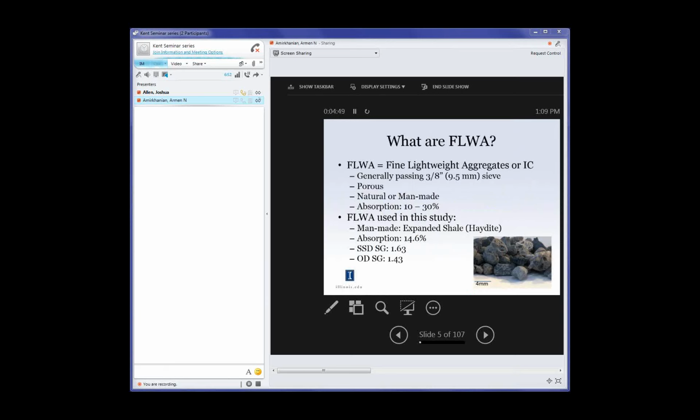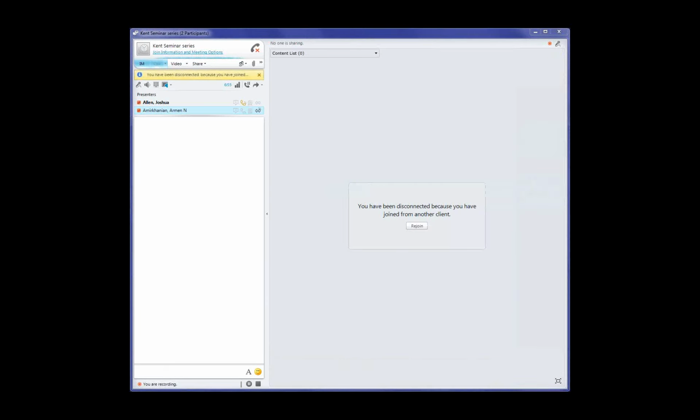So we thought we can utilize fine, lightweight aggregates to help address this. And these aggregates, especially the fine portion, generally pass a 3/8" sieve. They're very porous. They have an absorption of anywhere from 10 to 30%. And the stuff we used for this study was an expanded shale, which had an absorption of 14.6%. Normal aggregates only have about 1 to 2% absorption. So 14% absorption is very high. And we use this to sort of store water internally, which then gets later released as the concrete hydrates.